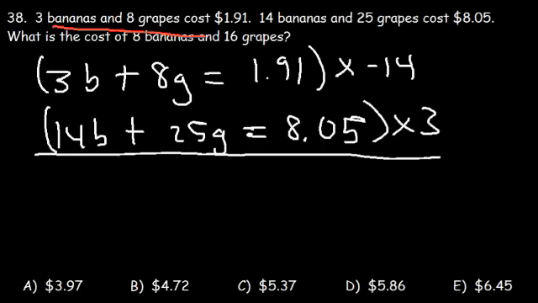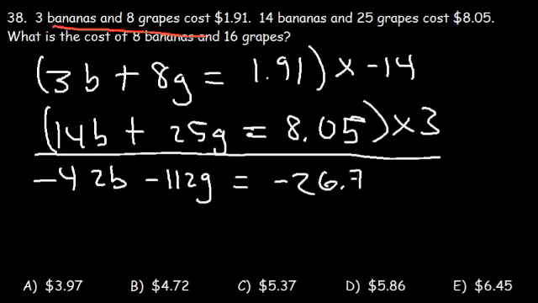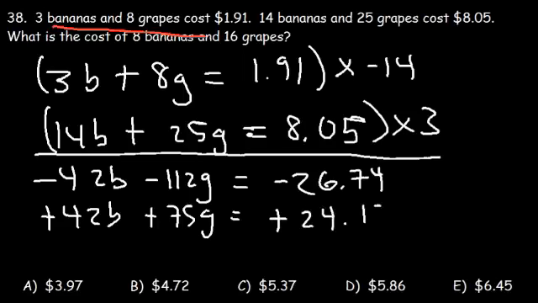So negative 14 times 3b is negative 42b, and 8 times negative 14, that's going to be negative 112g. And 1.91 times negative 14 is about negative 26.74. Now for the second equation, 14b times 3, that's positive 42b. 25 times 3 is 75g. And 8.05 times 3, that's going to be positive 24.15.